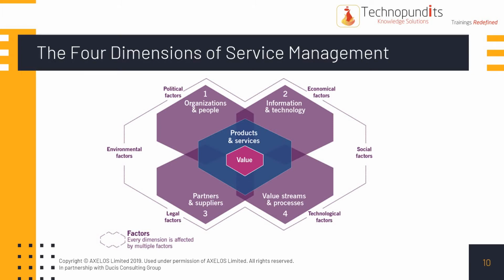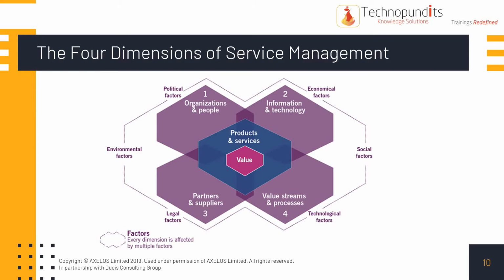ITIL4 defines the kinds of resources that allow an organization to create value. These resources have been grouped together into 4 groups or dimensions referred to as organizations and people, information and technology, partners and suppliers, and value streams and processes. These 4 dimensions have not been listed in any order of priority.